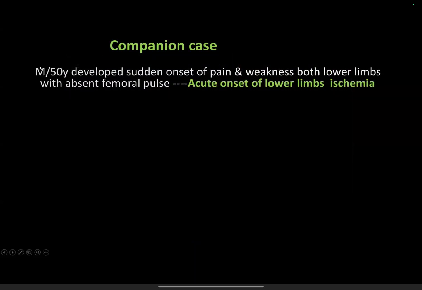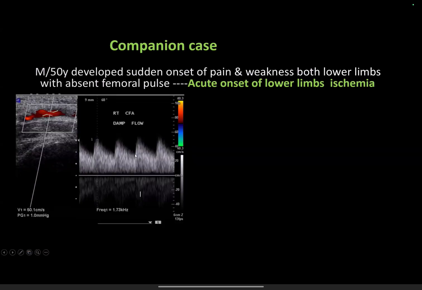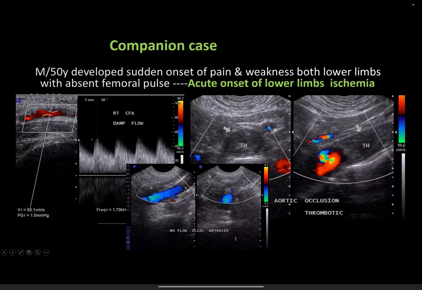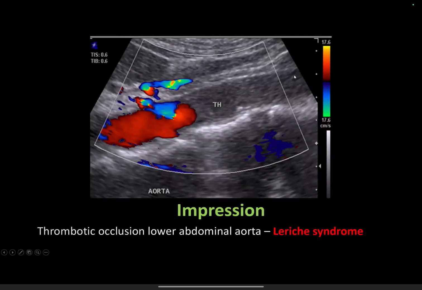So again, another companion case, a 50-year-old male who developed sudden onset of pain and weakness in both lower limbs with absent femoral pulse. There is acute onset of lower limb ischemia. Femoral flow is low resistance monophasic. No flow in the iliac vessels. The abdominal aorta is occluded by a thrombus. So basically there is a thrombosis and occlusion of the lower abdominal aorta extending to involve bilateral iliac arteries, classical of thrombotic occlusion of the lower abdominal aorta and iliac arteries, typical of Leriche syndrome.